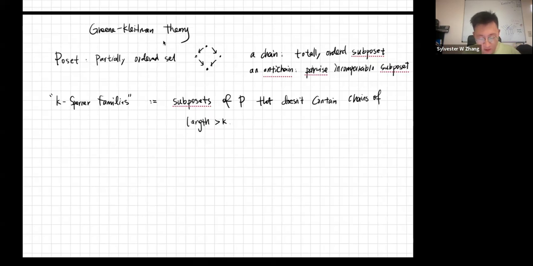And then later on, they found that this seemingly unrelated story can be related to the Robinson-Schensted correspondence. In some sense, it provides a generalization of the Robinson-Schensted. So we're going to define some numbers associated to a poset. So we have K-Sperner families. We can also define dual K-Sperner families.